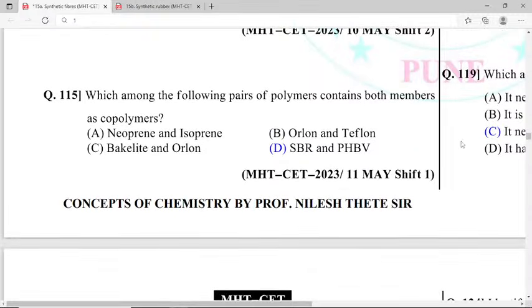Which among the following pairs of polymers contains both members as copolymers? Both members as copolymers: SBR and PHBV. Styrene butadiene rubber and polyhydroxybutyrate co-valerate. What does SBR stand for? Styrene butadiene rubber. It is also called Buna S. Next, that's PHBV, polyhydroxybutyrate co-valerate. IMP question. This is a very important question.